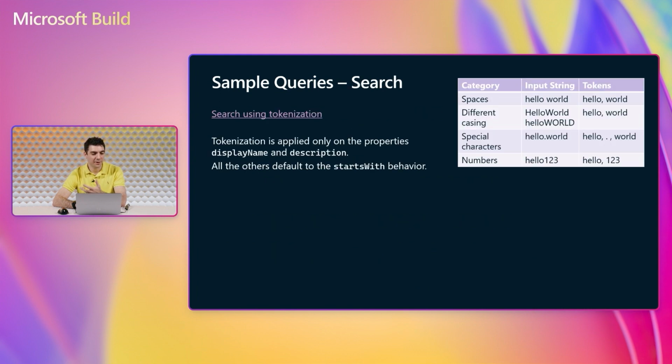Next is my favorite parameter, search. Search uses tokenization to find the right directory object that you are looking for. And tokenization works by breaking down a string into smaller parts called tokens, with some rules that you see in the table above. Let's look at an example.